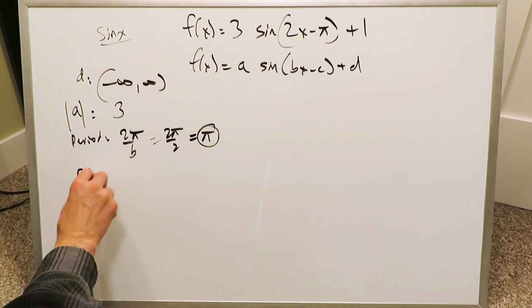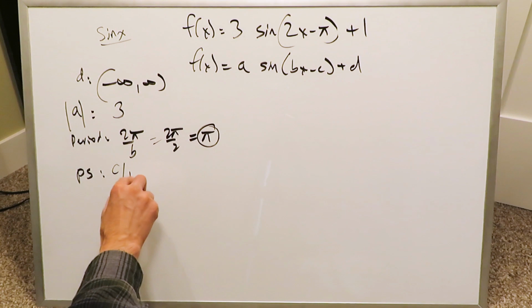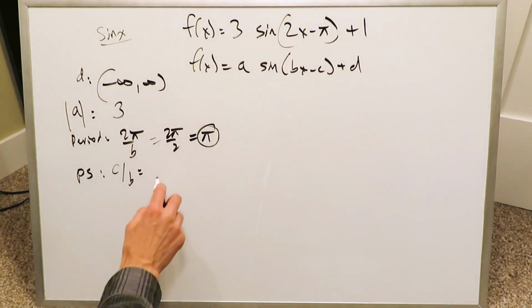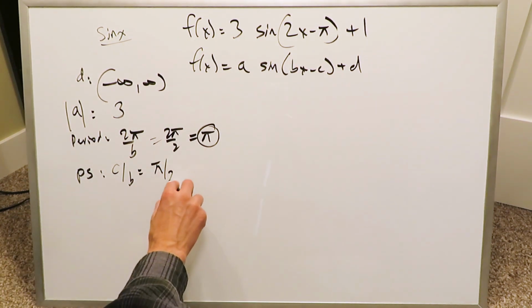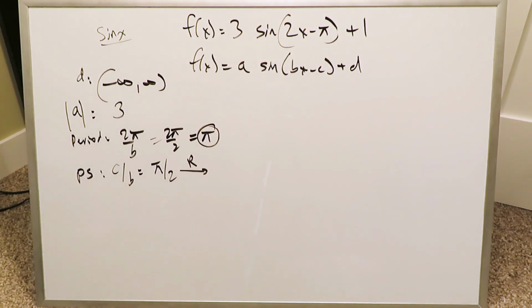How about phase shift? Horizontal translation. Well, you look at that from c over b. You have a c value, you have a b value. C over here is pi, b value is 2, but you have a minus sign that tells you you're horizontally shifted to the right by pi over 2 units.